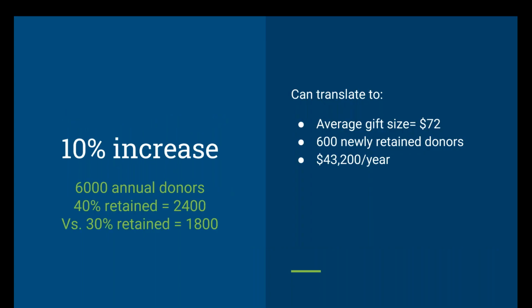And without going into too much math, it matters. If you look at it this way, let's say you have 6,000 donors, and your current retention rate is about 30%, that means you're retaining about 1,800. If you can increase that to have 600 newly retained donors, that equals real money to your organization. It's real revenue, it's retained revenue, but the ripple effect is profound.